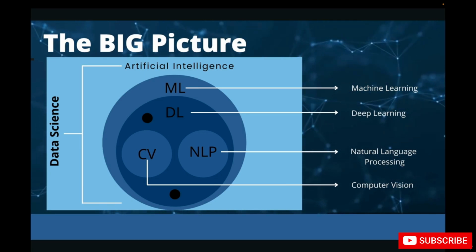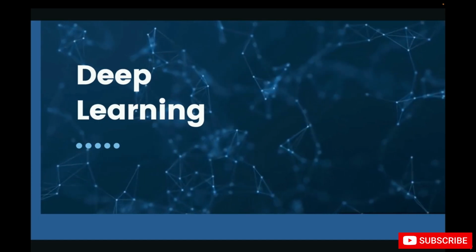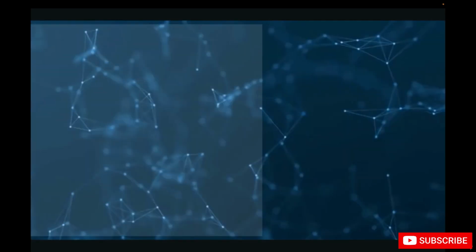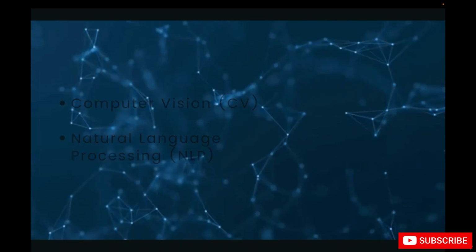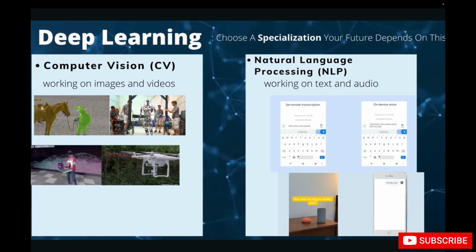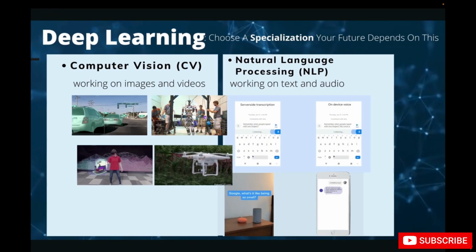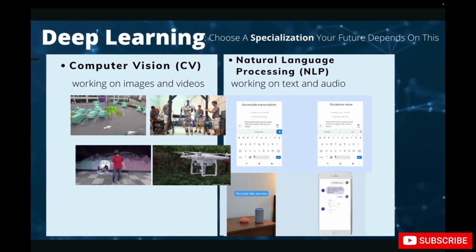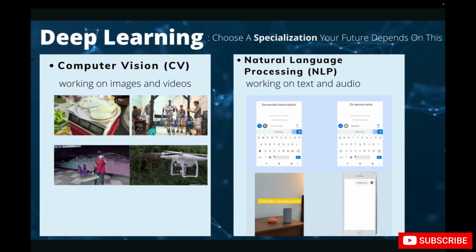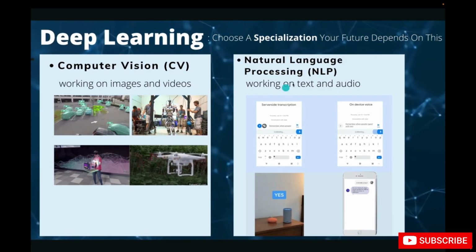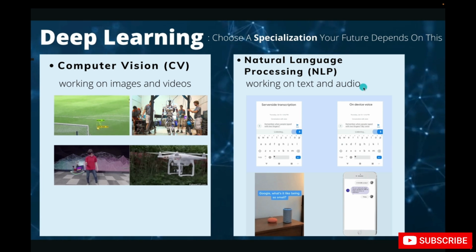So in deep learning, we say that we have two main areas that we're going to focus on, as we've talked about earlier on, which is computer vision and natural language processing. And then we also saw some applications of these two specializations. We said that in computer vision, you're going to mainly work on images and videos, and in natural language processing, you're going to work on text and then audio.